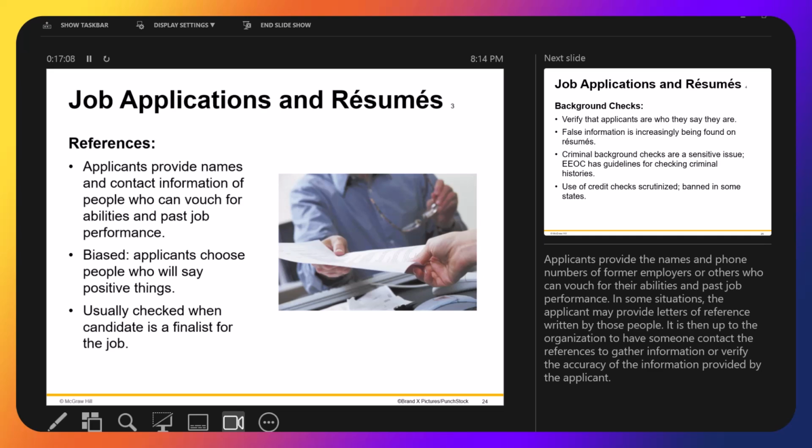Now, one of the things the federal government does is something they refer to as unsolicited references. They will check the references that the applicant provides before they hire, but they will also see if they can cultivate some on their own, or people who might know the applicant that they didn't list, to see if they can find out anything about them as well.